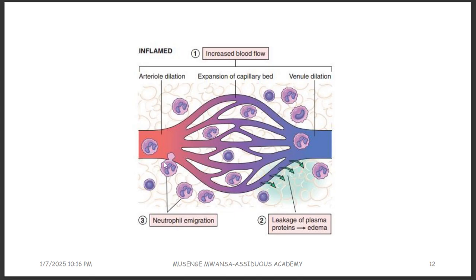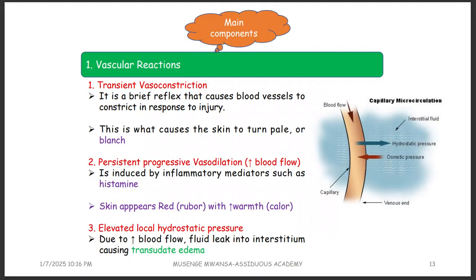So this is what happens in inflammation. Number one, there's an increase in blood flow. Number two, things start leaving from the blood vessels, which causes edema. And number three, first water was just leaving, and now cells will also start leaving, like the neutrophils will start leaving the blood vessels to go to that region where there's inflammation. So we said that of the components of inflammation, we have got vascular reactions and cellular response. So we are specifically discussing acute inflammation.